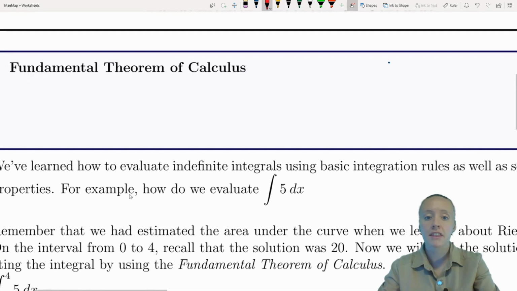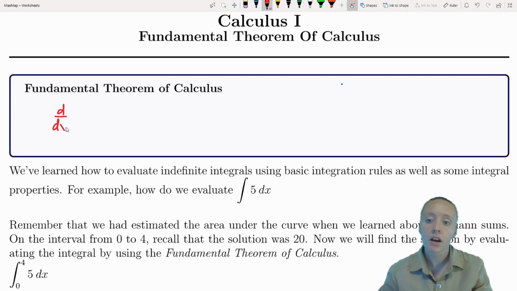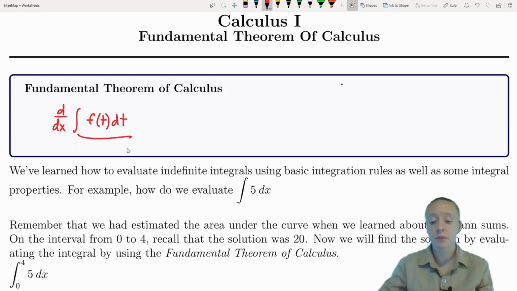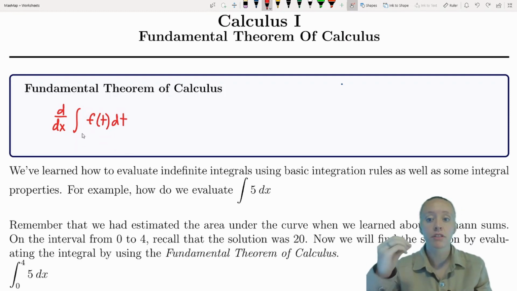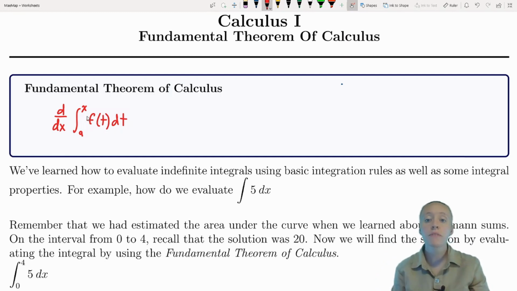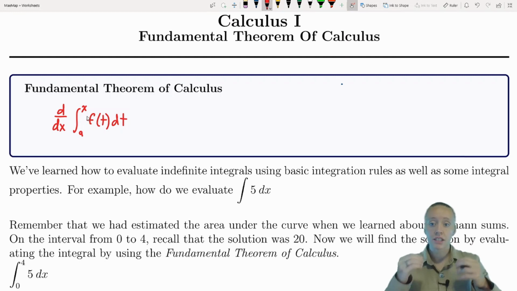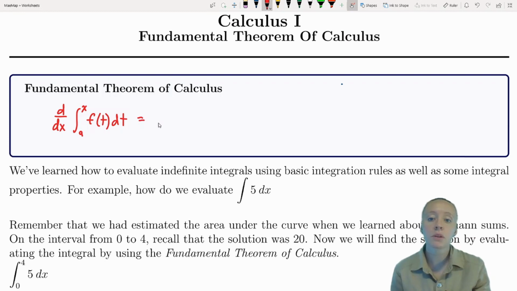The first part being the derivative of some integral in terms of t, or in terms of some other variable other than what we're differentiating with respect to. So let's say some function of t dt, that's what we're integrating with respect to, but our bounds are from some constant a to our variable we're taking the derivative with respect to, x. So the derivative of the integral from some constant a to our variable x of our function f of t, well, that's going to be equal to f of x.